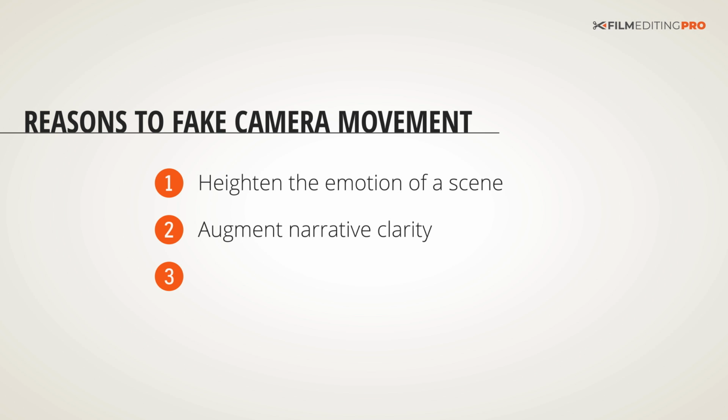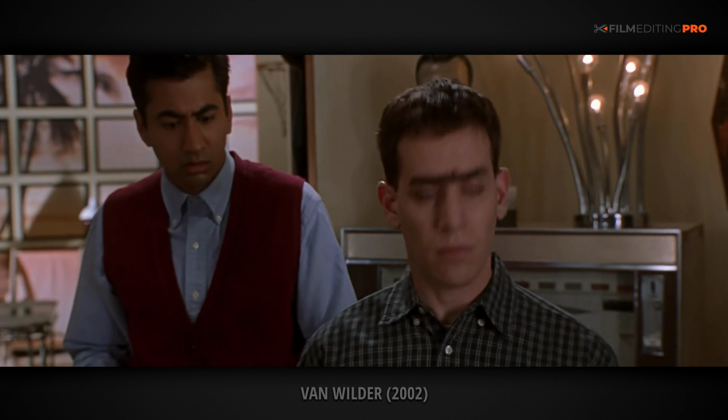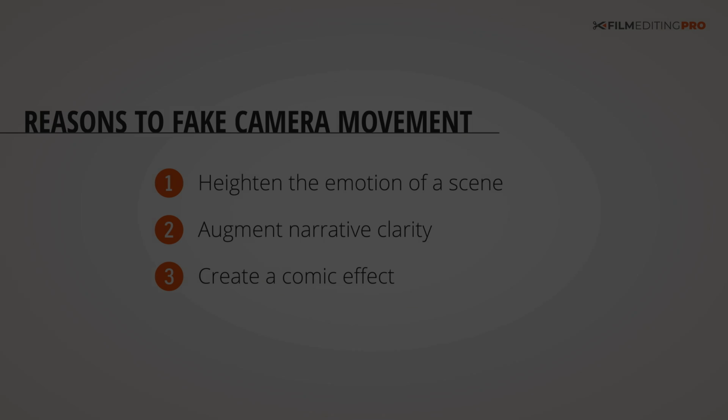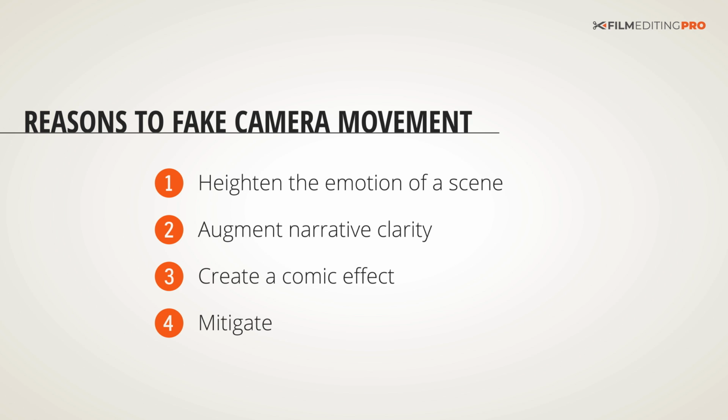Next, dramatic, abrupt zoom-ins can create a comic effect. It's the visual equivalent of a punchline, winking to the audience in a broad fashion. Finally, camera moves can mitigate or eliminate jump cuts. If you absolutely have to cut between shots with identical setups, put a drift in on the first shot. The cut will look a lot smoother when it goes to the second shot.